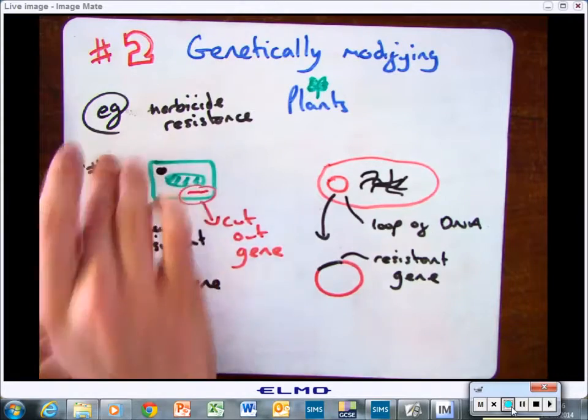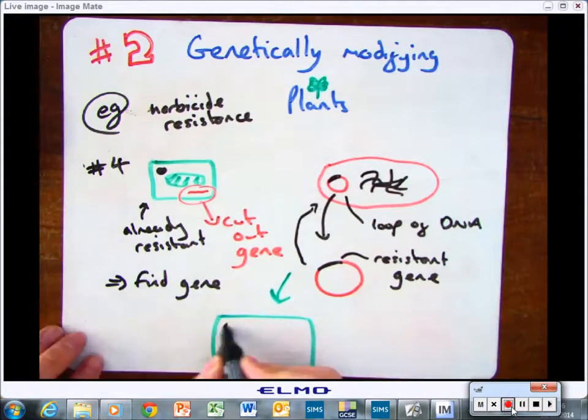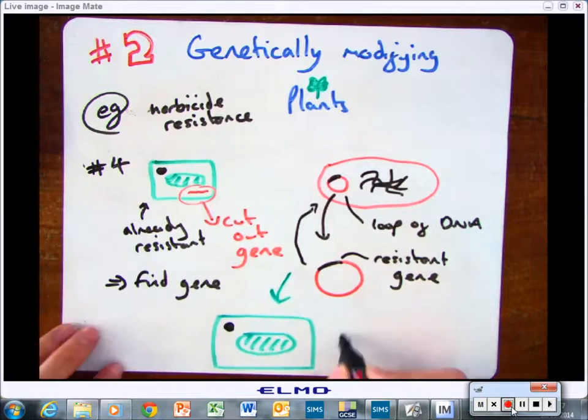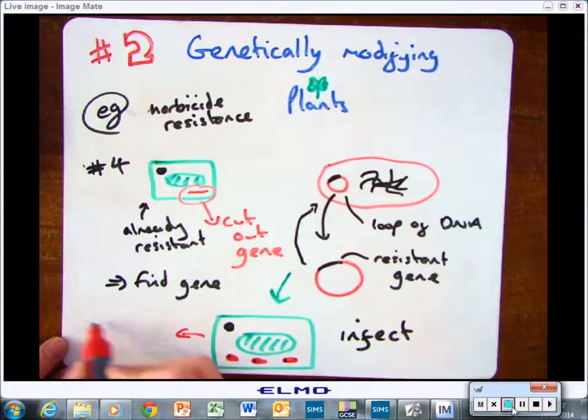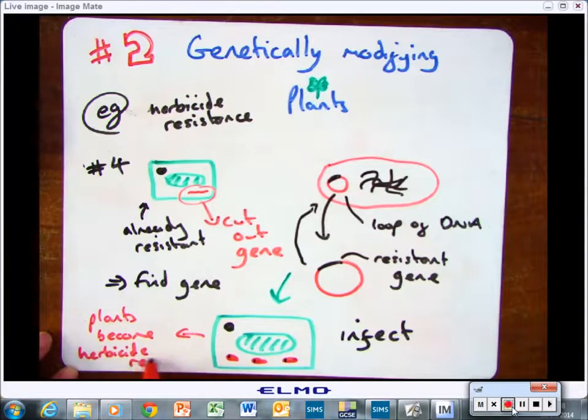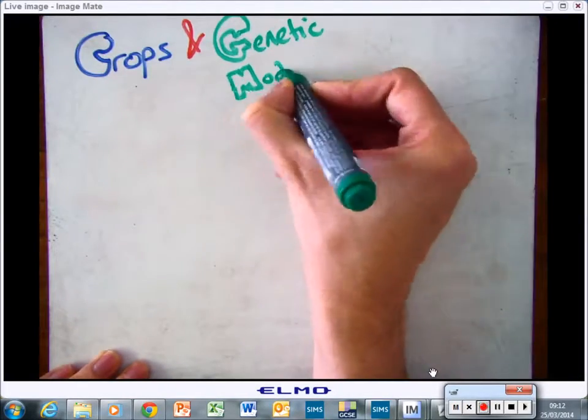You then combine it all together, put it back into the bacteria, and then let it infect the cells of a target plant. Once the plant is infected, the gene for herbicide resistance will be inserted into the plant's DNA. This will then grow and grow until the plant itself becomes herbicide resistant. So what are the main reasons that we want to genetically modify our crops then?